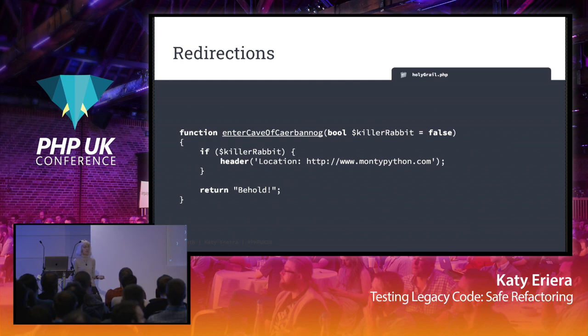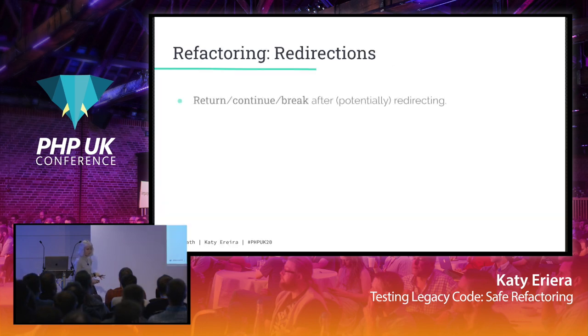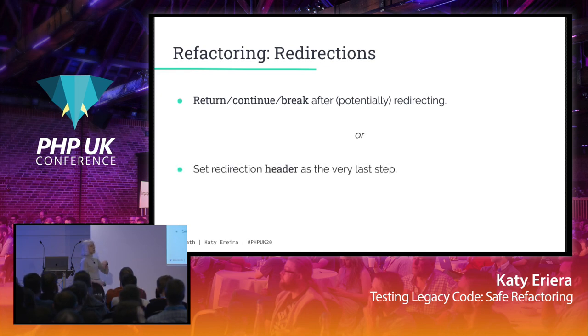But in a test runner, it does. So we need to remember that if we're anticipating that a user is going to be redirected or the execution is going to stop, that we actually make the execution stop. That is to put return or continue or break or whatever it is to exit the execution of your method after redirecting. Or you could technically get the header and put it right at the end of your methods so that there's nothing that it could potentially do after that point.